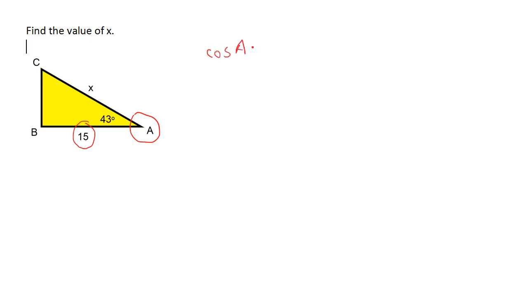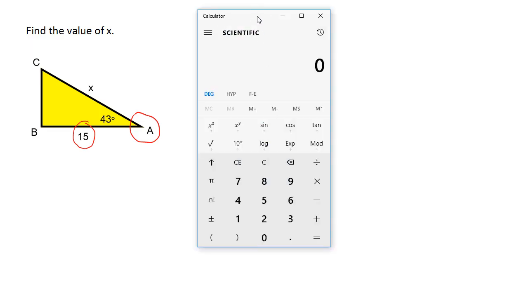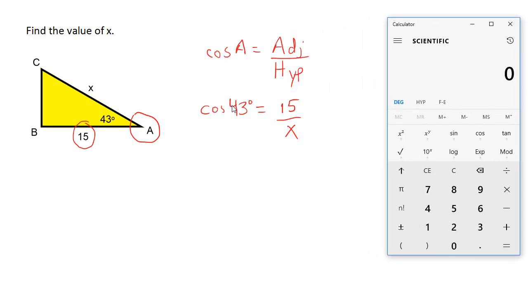So cosine of angle A equals adjacent over hypotenuse. So cosine, angle A is 43 degrees, so cosine of 43 degrees is equal to adjacent over hypotenuse. We don't know what that is. Now, there are a couple things we can do. We can first try to figure out what is cos 43 degrees, or we can use some algebra and rearrange this equation and then solve afterwards. I'm going to figure out what cos of 43 degrees is first.